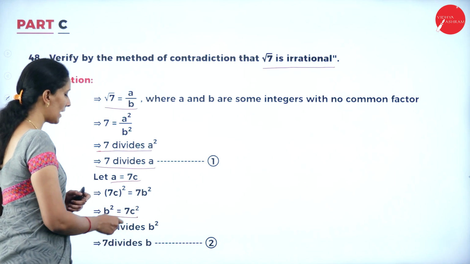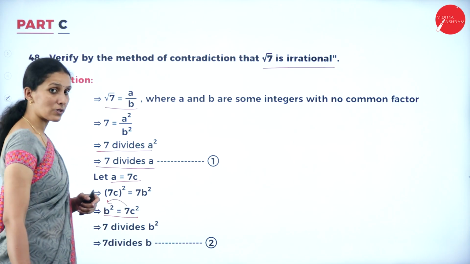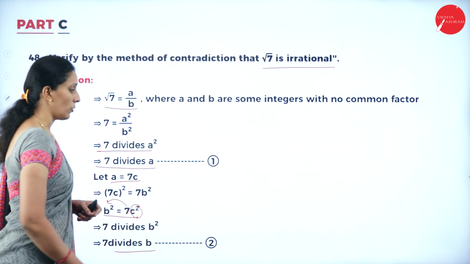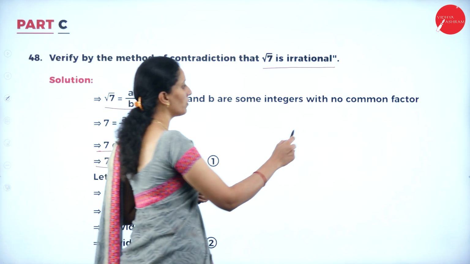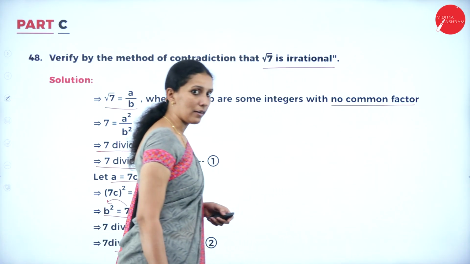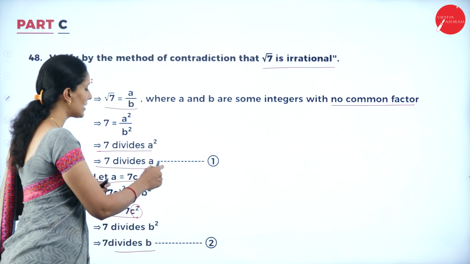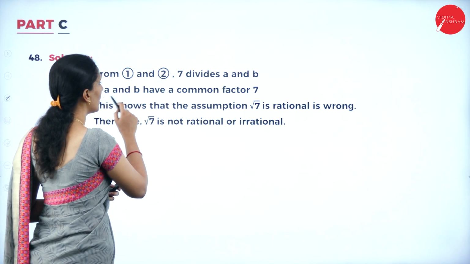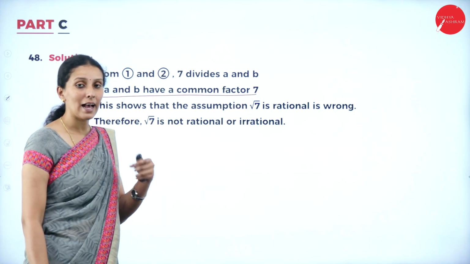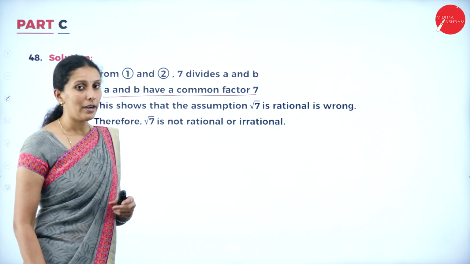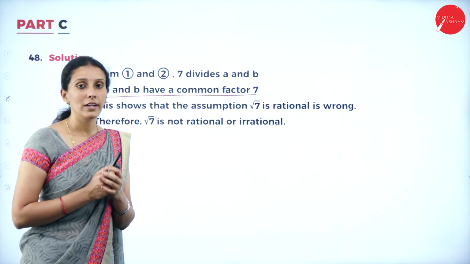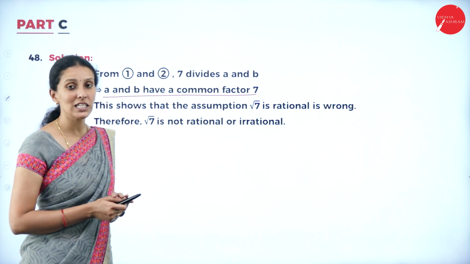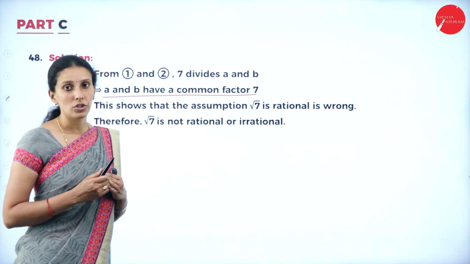What does this mean? Again, this means 7 divides b square with some factor as c square. So, this is equation 2. But what we have assumed, there is no common factor. But here 7 divides a, 7 divides b. That means 7 divides both a and b, and it has a common factor 7. But according to me, it should not contain any common factor. But here I am getting it has a common factor 7. Hence, our assumption is wrong.